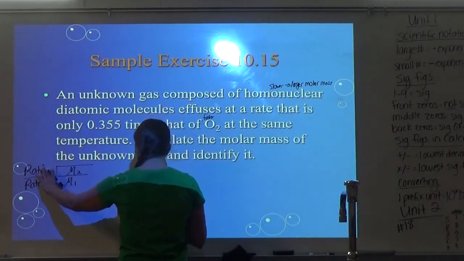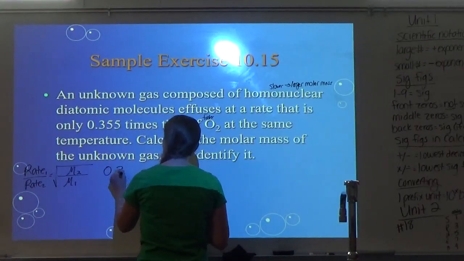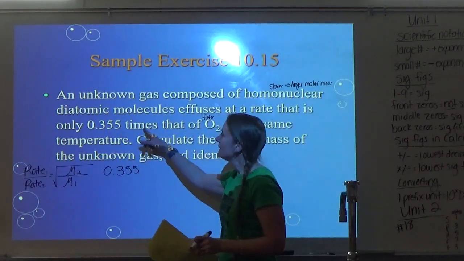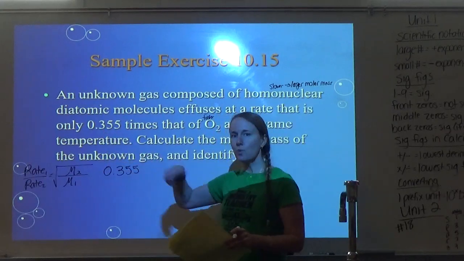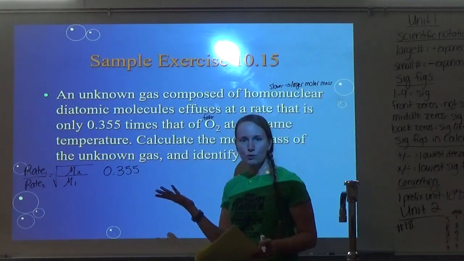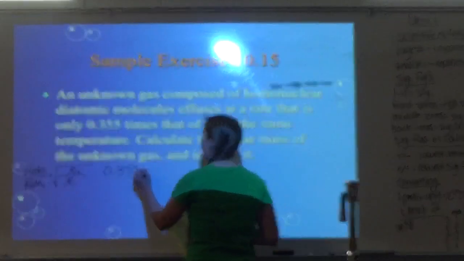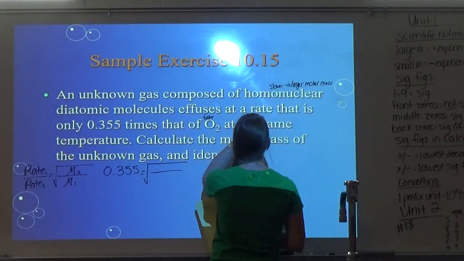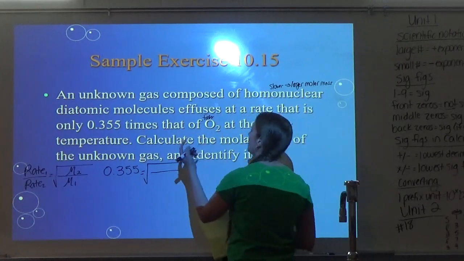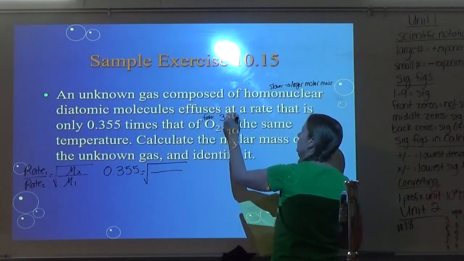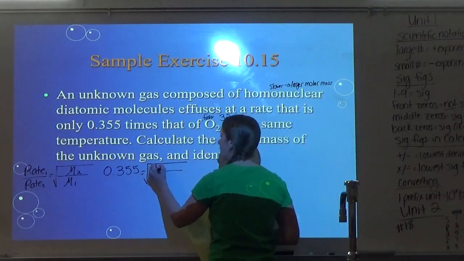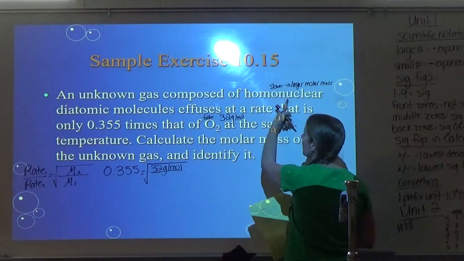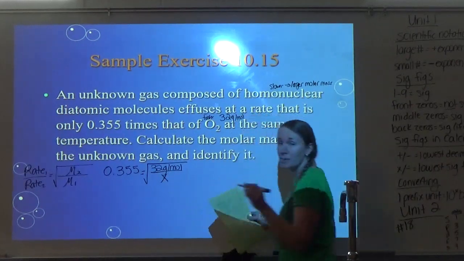All right, so our rate is the 0.355, and I know you're probably like, wait a minute, don't I need to plug in 2 numbers? This is the ratio of the rate. It's 0.355 times that of O2, so I don't need to plug in 2 rates. So then my molar mass of 2 is my 32. Oh, I didn't write it down. So molar mass of O2 is 32 grams per mole, so I'll put that on top. And my homonuclear diatomic molecules, I don't know what that is, so I'm just going to put in X.